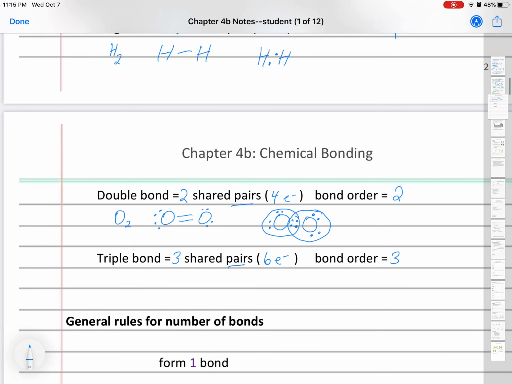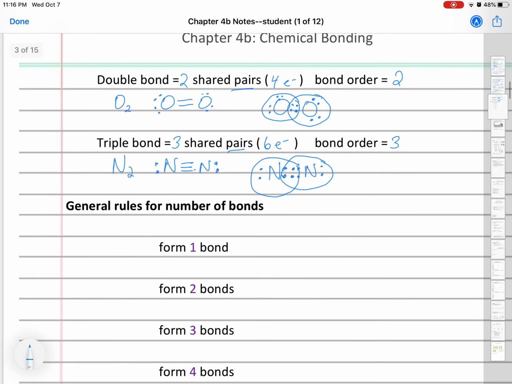And then nitrogen gas, N2, is a great example of a triple bond. This is what the Lewis structure looks like. Nitrogen has 5 valence electrons. It's going to share 3 pairs though. You can think of them overlapping their orbitals like so, and something like that.